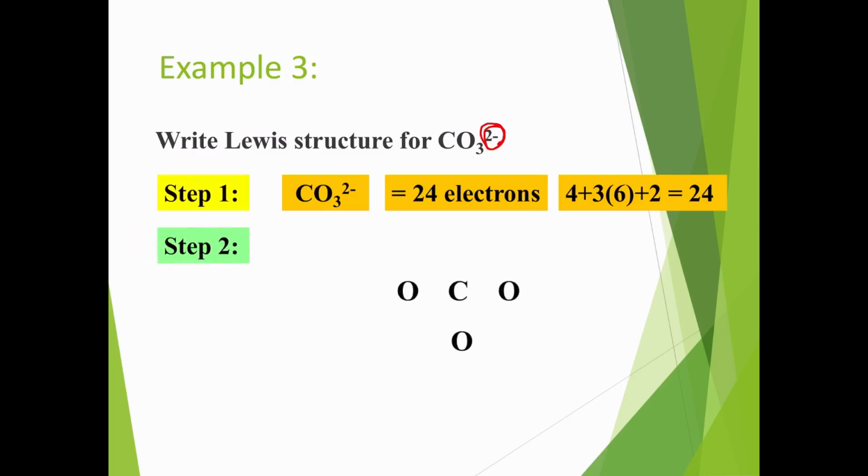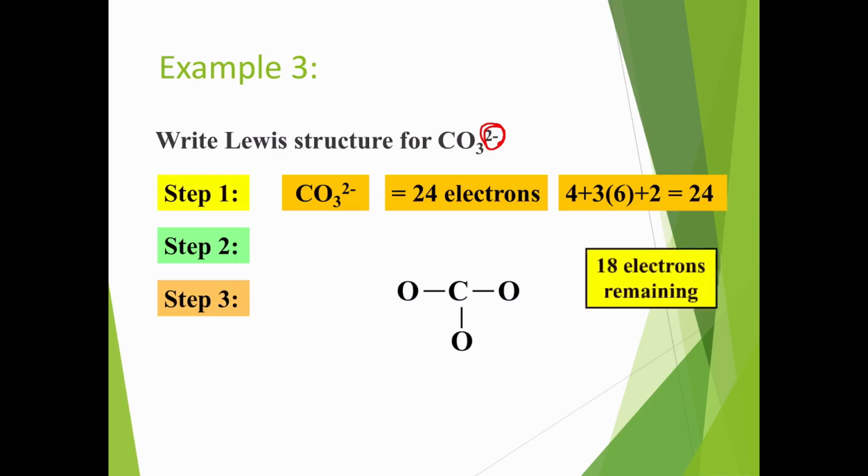So our next step is to draw our skeleton structure. So again, thinking about the HONC rule, carbon is going to go in the middle because it can make the most bonds. Then we are going to attach all of our peripheral atoms to our central atom with a single bond. There we are.